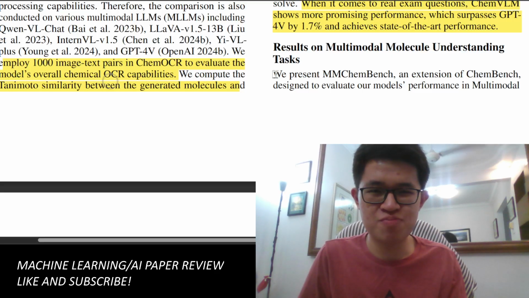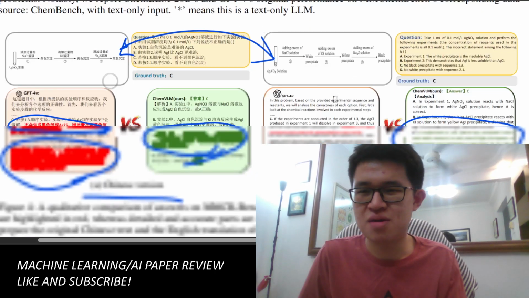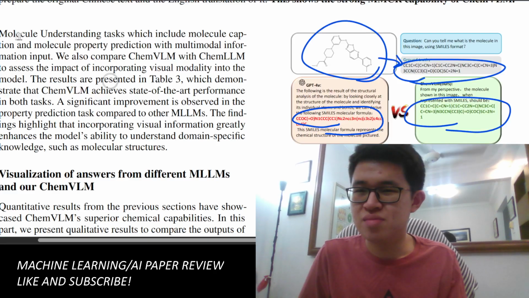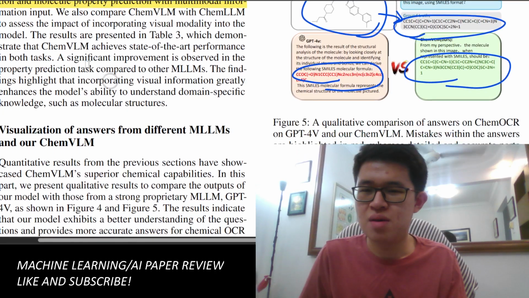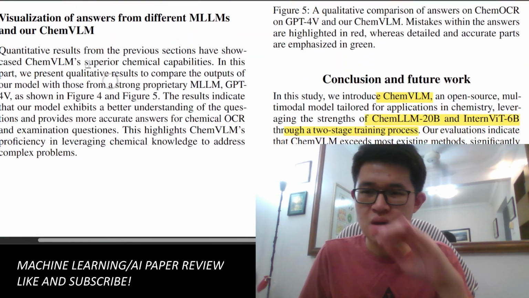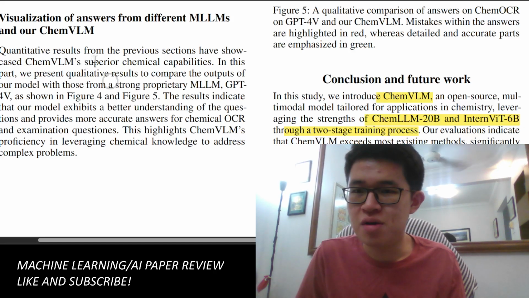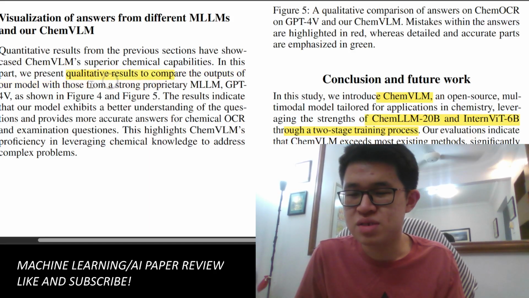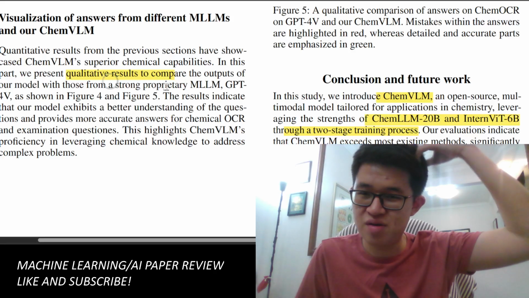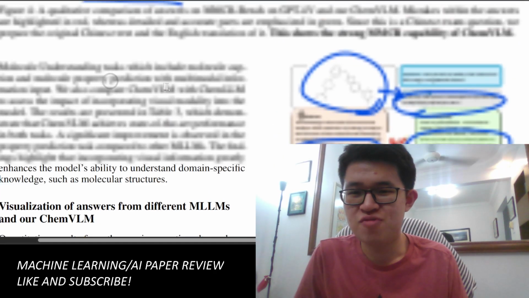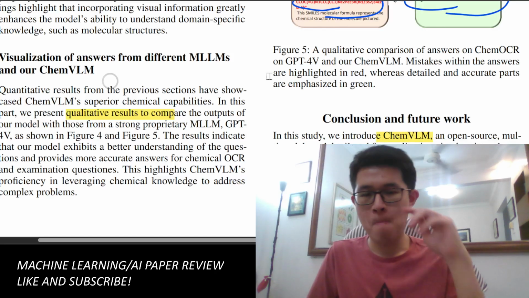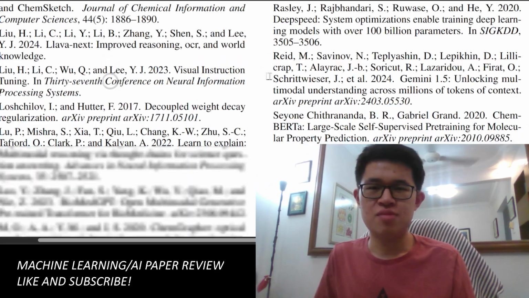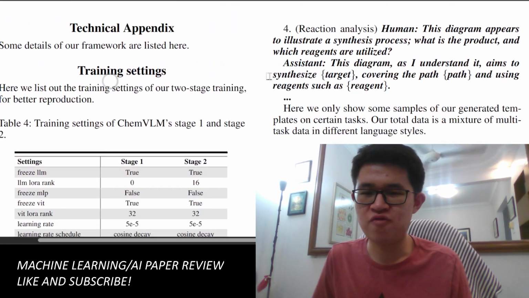Okay, we present the molecule understanding task, so it is essentially captioning and property prediction. And now they provide some kind of qualitative result, which is essentially this part and this part, and we talked about those before, and they have nothing else to say. But let's go into the supplementary information here.